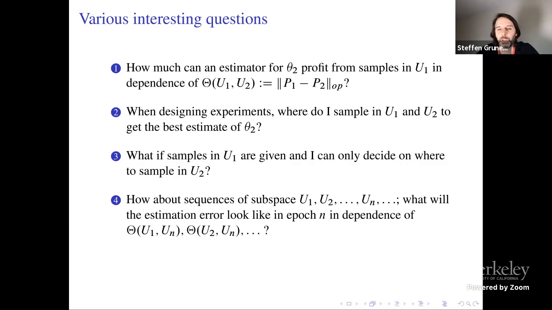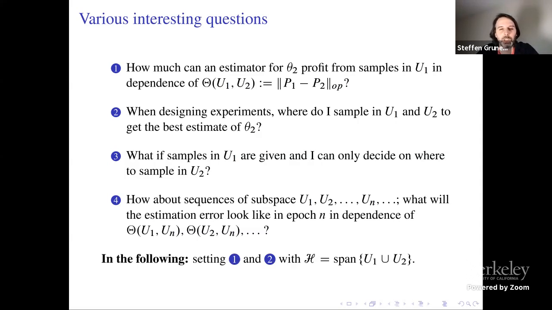Finally, you can obviously go beyond 2 epochs and have a whole sequence of epochs, a whole sequence of design points and corresponding subspaces, potentially with a whole sequence of distances between these subspaces. And you can ask: what is my performance in epoch n if I have a sequence of distances between subspaces given, and corresponding numbers of samples in these subspaces? So there's a variety of questions that you can ask. I'll focus here on the simplest possible questions, that is questions 1 and 2. I will measure the difference between the settings using the operator norm, and I have two epochs, 1 and 2, with corresponding subspaces U1 and U2, and I'm interested in estimating theta 2.